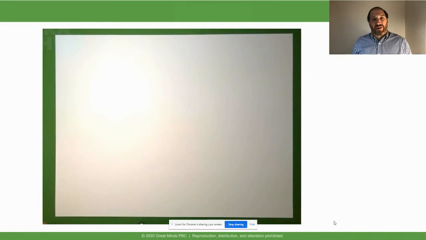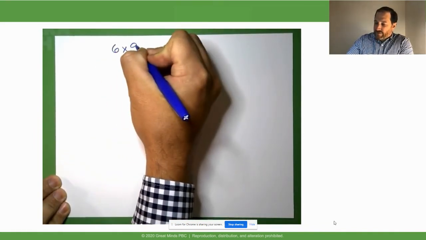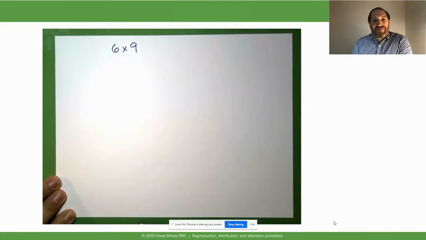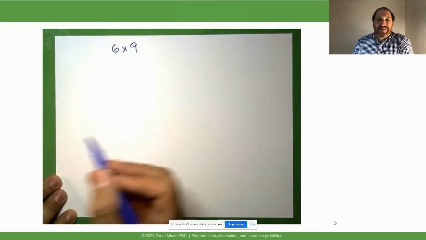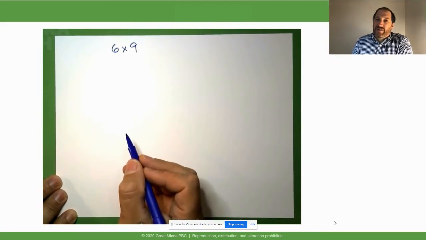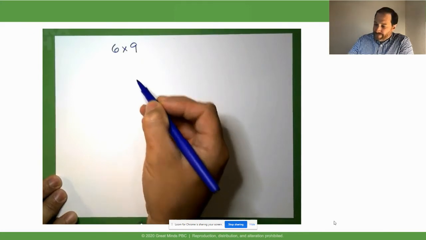Let's try solving another multiplication fact. This time, we'll solve 6 nines, or 6 times 9. I'm going to use the model of those circles to help me with this problem. Now 6 times 9, I don't know the answer to that multiplication fact yet. But I'm going to use my 5s facts to help me with this problem.